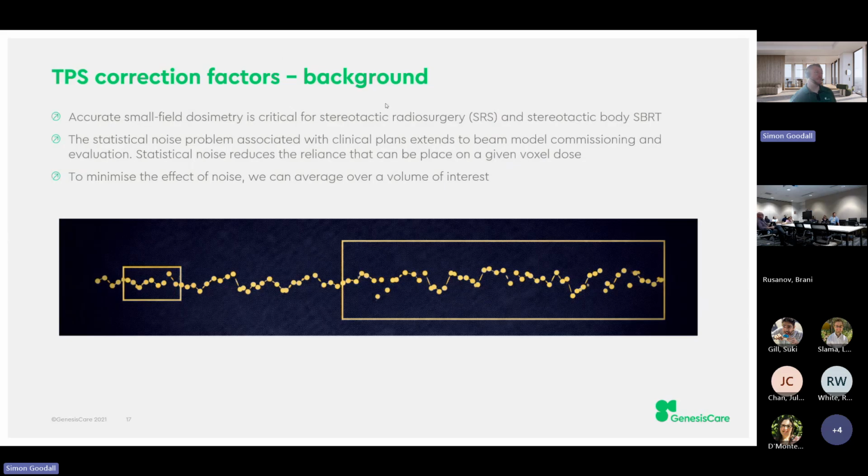So the TPS correction factors, what we want to worry about is small field dosimetry when it comes to SBRT or even SRS. And the statistical noise problem that we just talked about extends into this situation, and it makes the commissioning and calculation of small fields more challenging than you would see in a standard TPS.